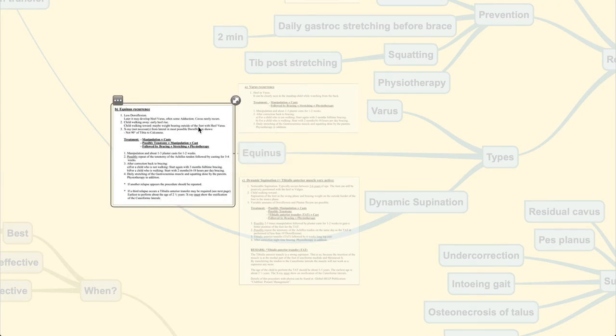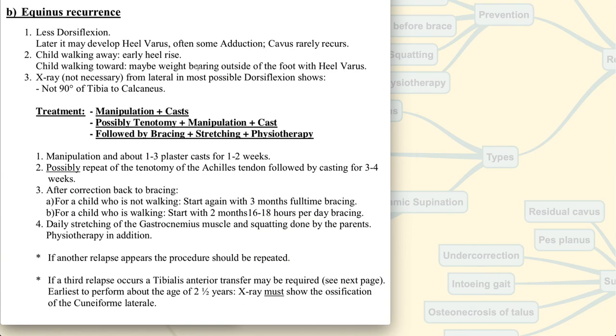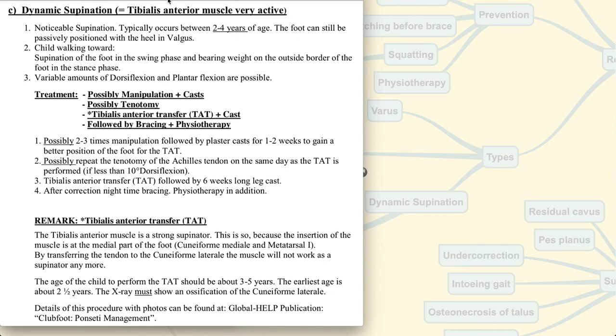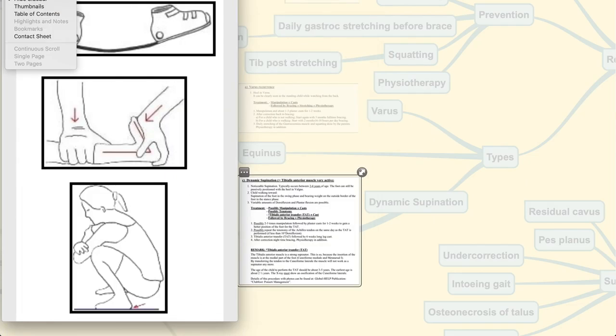The next would be the equinus deformity. Well, slightly different from the varus, equinus deformity sometimes needs another surgery followed by manipulation and casting before it could be treated well. The last would be dynamic supination. The term dynamic means that the tibialis anterior muscle is very active, and during motion we could see that the foot returns to its supinated position, and the treatment of this condition may sometimes include operative techniques such as tibialis anterior transfer, where the tibialis anterior is removed from its insertion and transferred to the dorsal aspect of the foot.